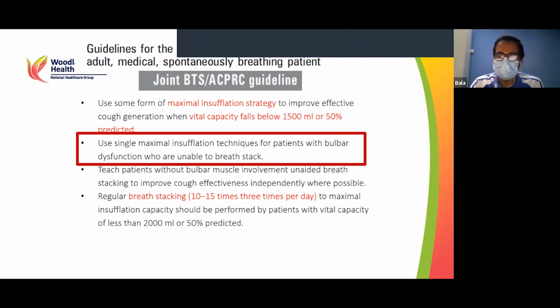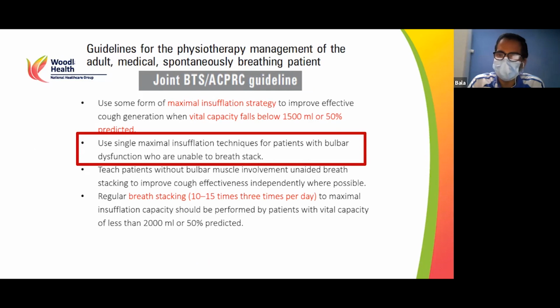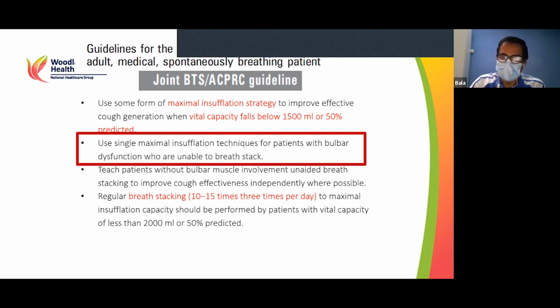This is some evidence, but we will just go to the next one. The last one I want to share: we were talking about bulbar involvement here because for breath stacking, we need the bulbar to be intact.